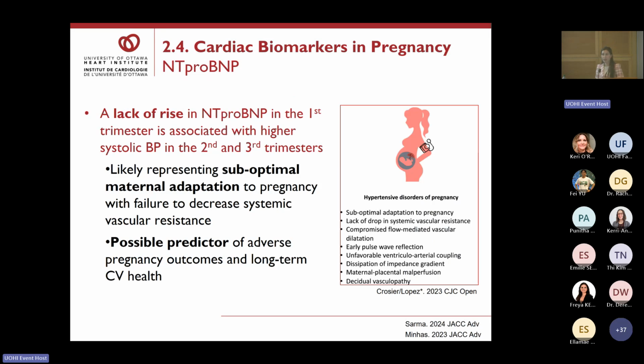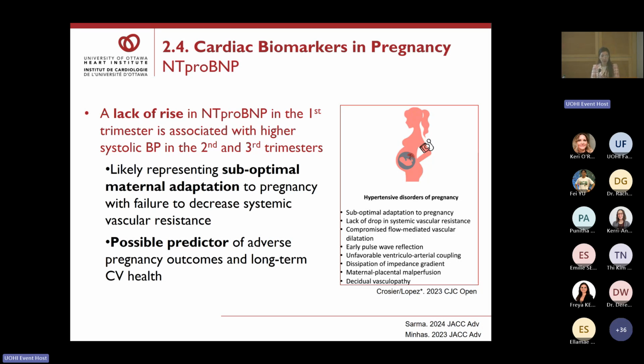And what is very interesting is that a lack of NT-proBNP increase in the first trimester actually correlates with increased blood pressure in the second and third trimester. So I think this is very telling. This is probably telling us that this mother has had a suboptimal adaptation to pregnancy, and there's been a failure to decrease the SVR. This is being looked at in terms of whether NT-proBNP in the first trimester could predict later APOs or cardiovascular health.